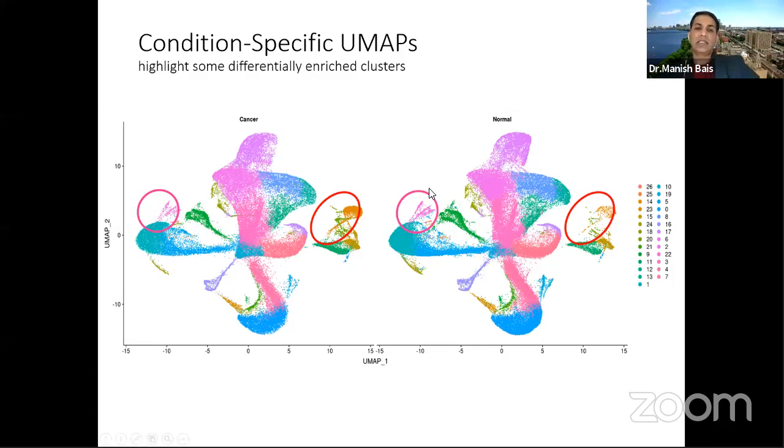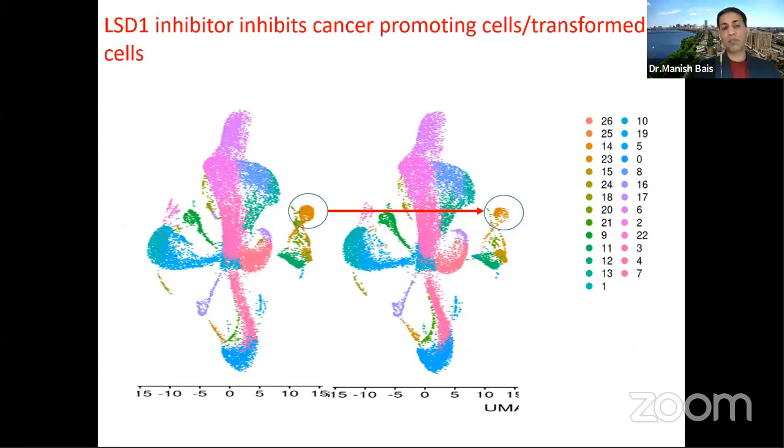And you can check which cluster is increasing or decreasing. Here you can see that this pink cluster changes in cancer versus normal. It is reducing in the cancer, whereas this cluster in red is increasing in the cancer. So maybe this population is specifically responsible for inducing cancer or inducing the changes related to oncogenesis. Next, we treated this mouse with this inhibitor and targeted this population. On the left-hand side is the cancer tissue, and this is the cancer tissue treated with the inhibitor. You can see that with the inhibitor, this cluster is depleted.